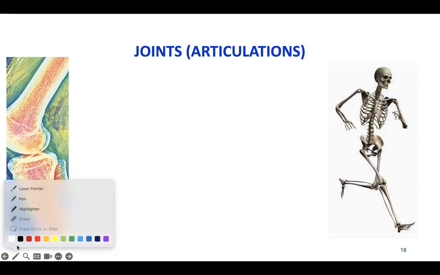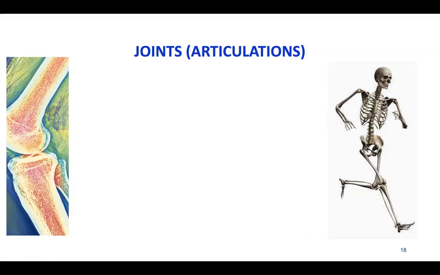So joints are sites where two or more bones meet. They are one component of the skeletal system, and their main function is movement. They are sites where the rigid elements of our skeleton meet, so they allow movement.